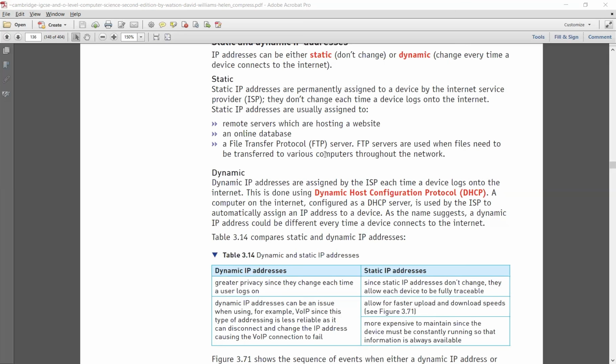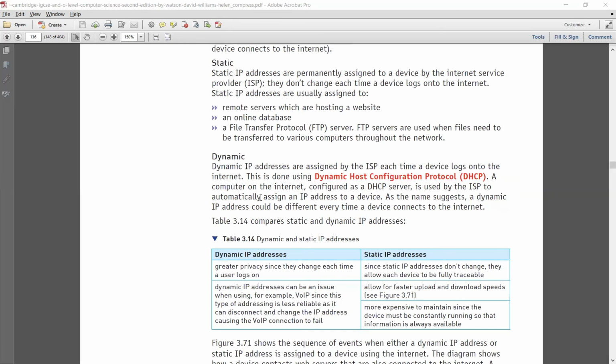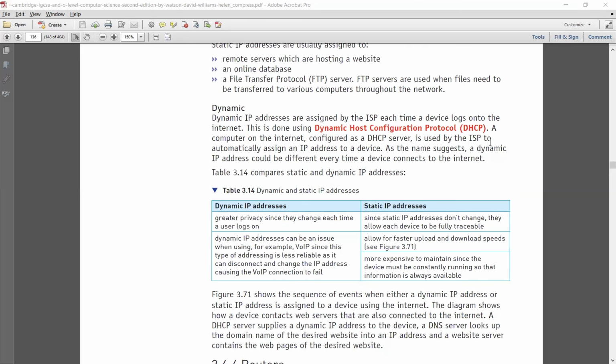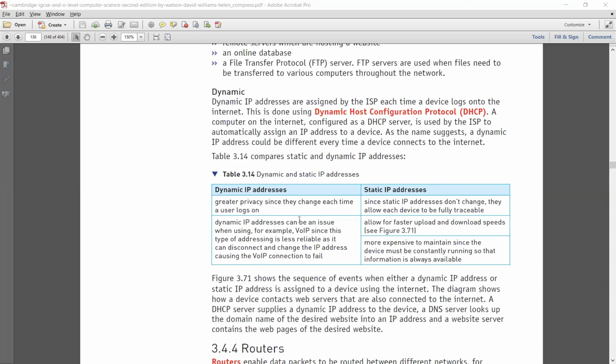On the contrary, the role of DHCP is in dynamic IP addresses, and you can see the ISP is using DHCP servers to assign an IP address to a device for a short duration, and the moment you switch off, the IP address becomes available. So just very quickly, you can go through these also. The same thing is mentioned here also.